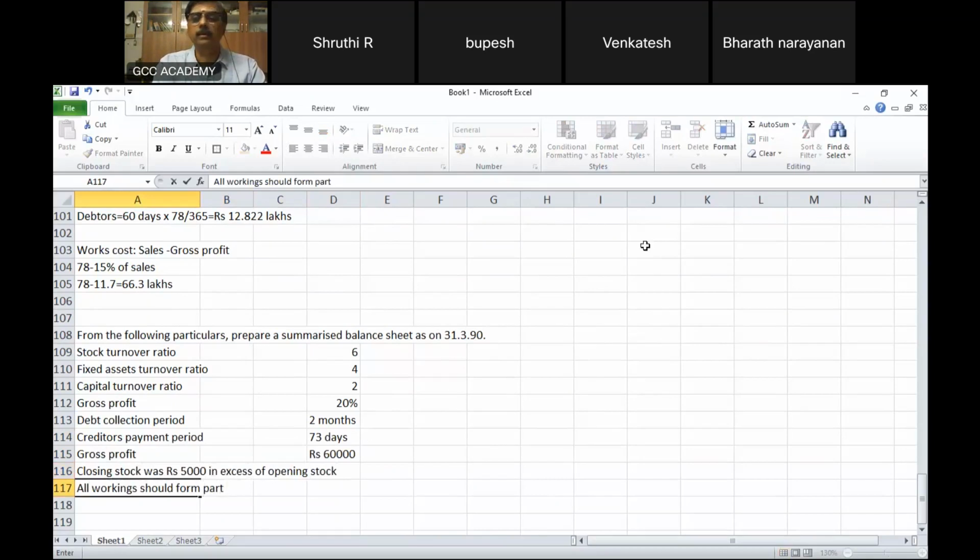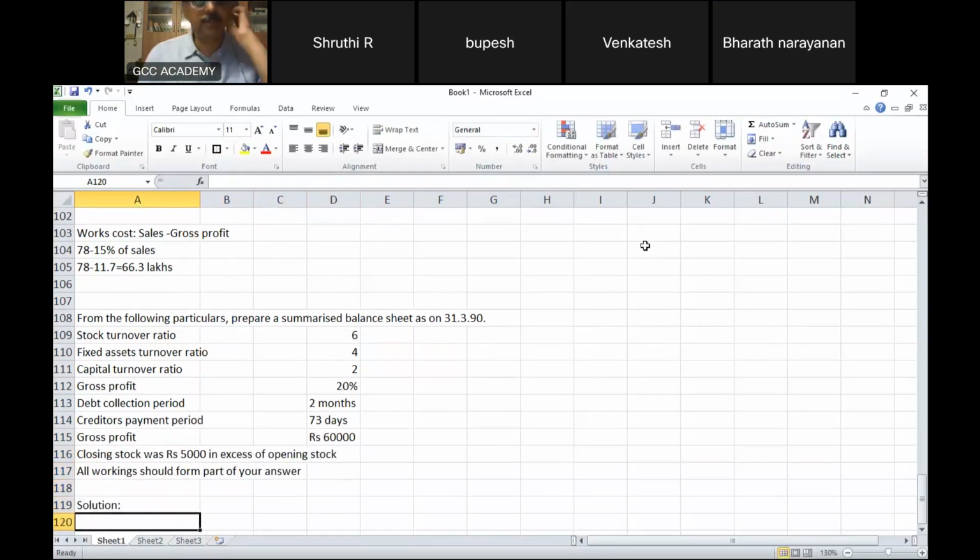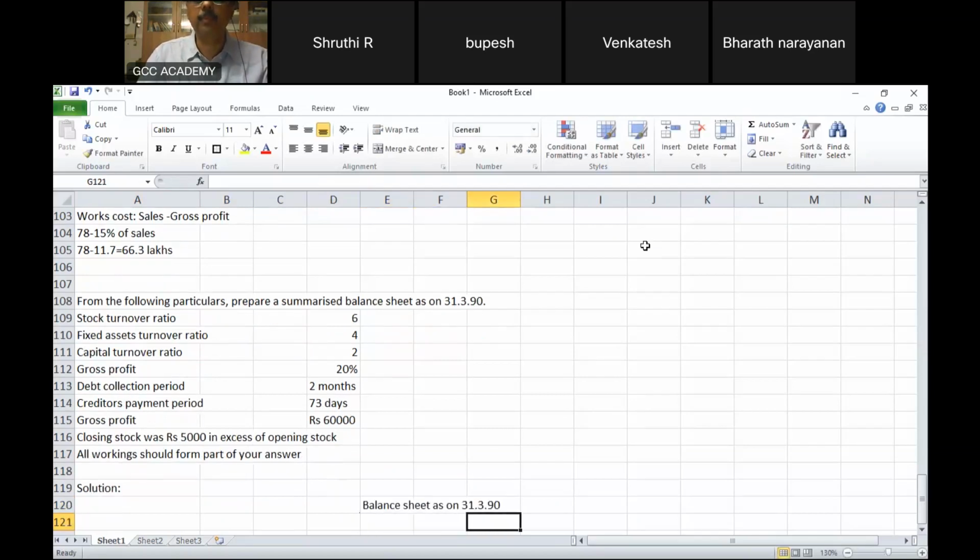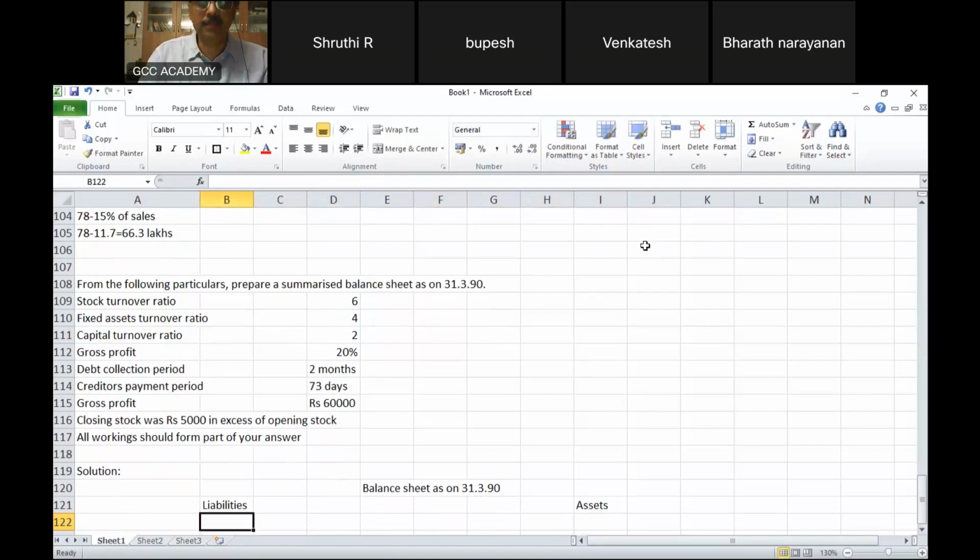Now I'll do this so that there is no problem. I thought of making you do this, but I'll do this, no issues. So we have to prepare a balance sheet as on 31/3/19. Assets, liabilities. See, they have given stock turnover ratio as 6.